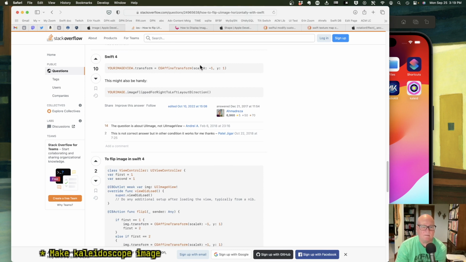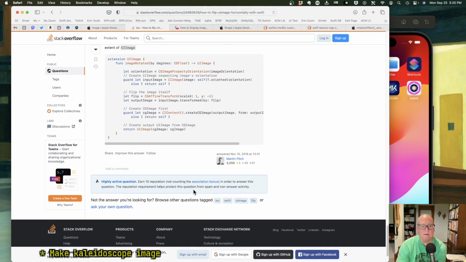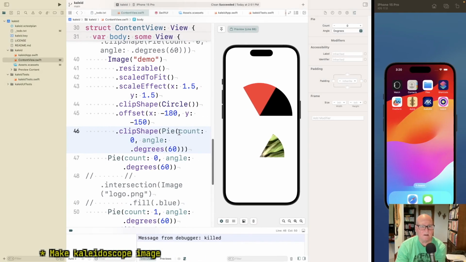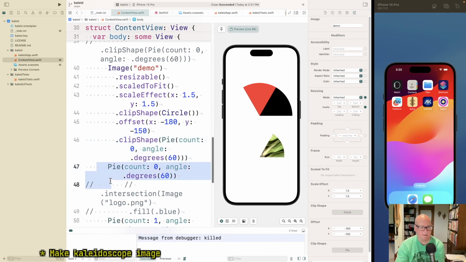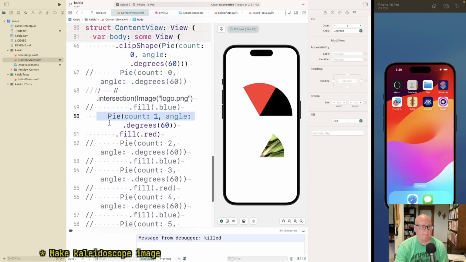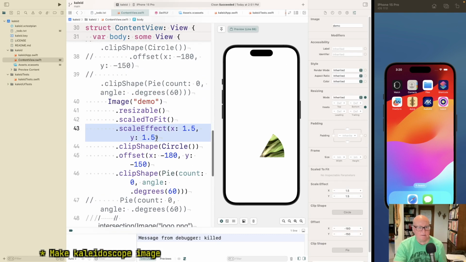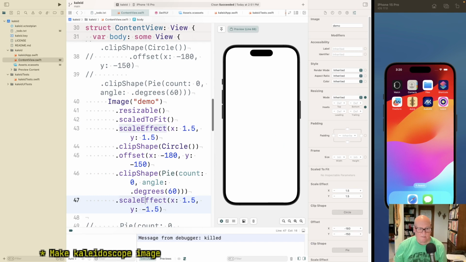Does that work if I flip them both? Okay, I should be able to. Okay, this pie is a distraction. Okay, if I do scale effect of the end result, I guess I'm flipping the whole thing back.